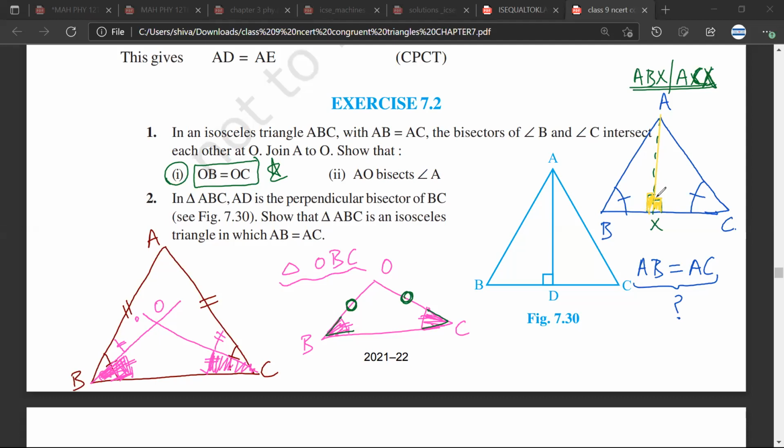Can you prove that ABX is congruent to ACX based on this information? Have you understood what I've said? Yes, sir. So AX is the common side. Shabash, very nice.